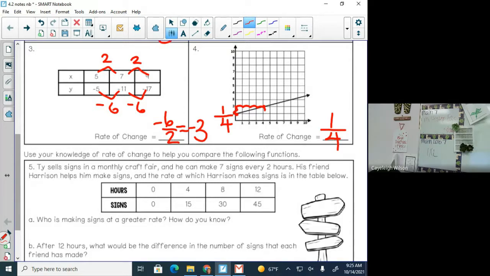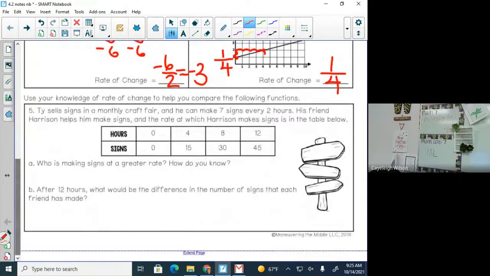All right, so that was just our little refresh for what we're going to apply today. Are there any questions about how I got those? Okay. All right, so number 5, it says use your knowledge of rate of change to help you compare the following functions. So it says Ty sells signs in a monthly craft fair, and he can make 7 signs every 2 hours. His friend Harrison helps him make signs, and the rate at which Harrison makes signs is in the table below. So part A says, who is making signs at a greater rate, and how do you know?